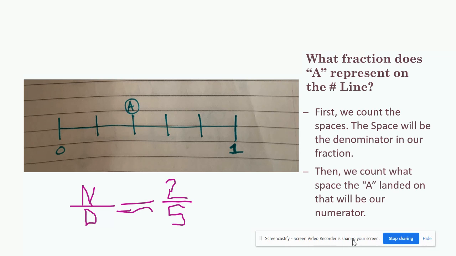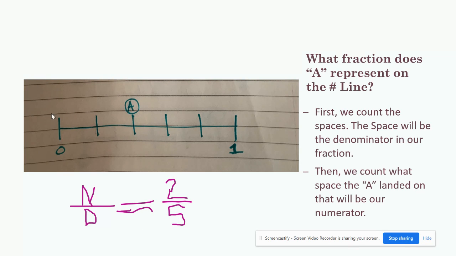Okay, so your fraction will look something like this. Remember, our numerator is the top number, and the denominator is the bottom. So our numerator is 2. That means the A is 2 out of 5 total pieces.